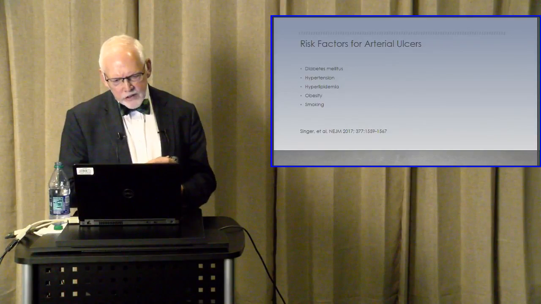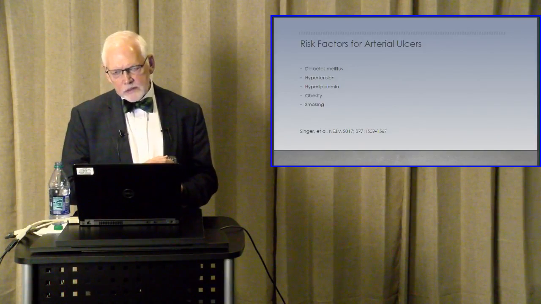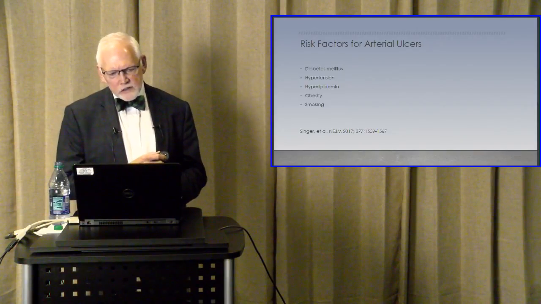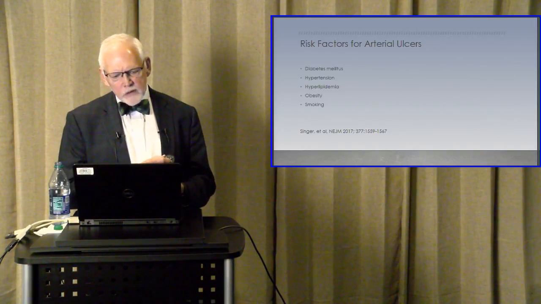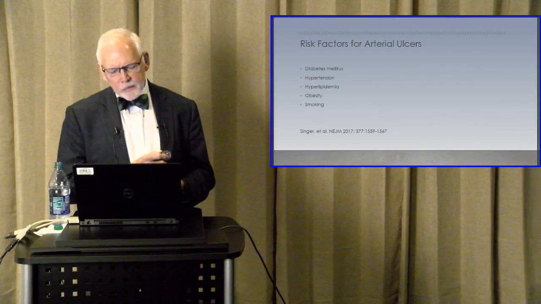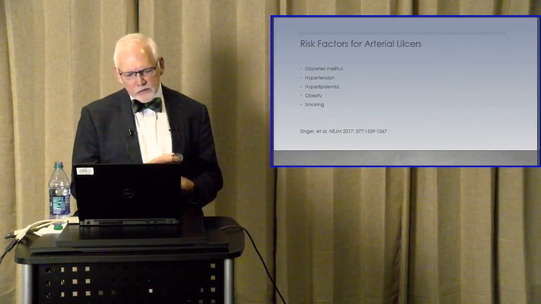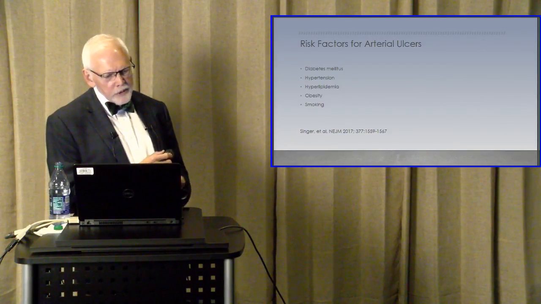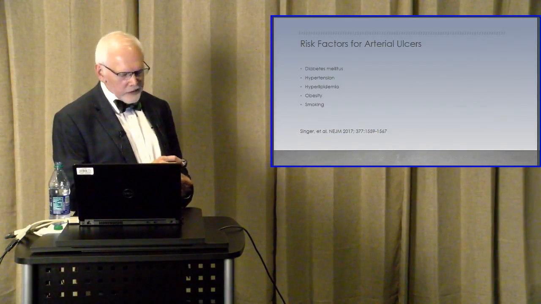Risk factors for arterial ulcers: diabetes is a big part of that because of its tendency to cause arteriosclerosis and small vessel disease. High blood pressure, again, because of atherosclerosis. Hyperlipidemia, same reason. Obesity and cigarette smoking we've talked about.